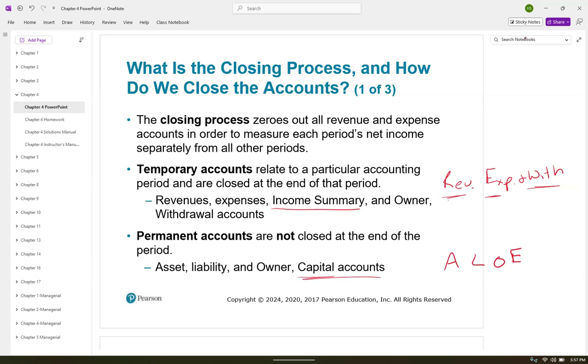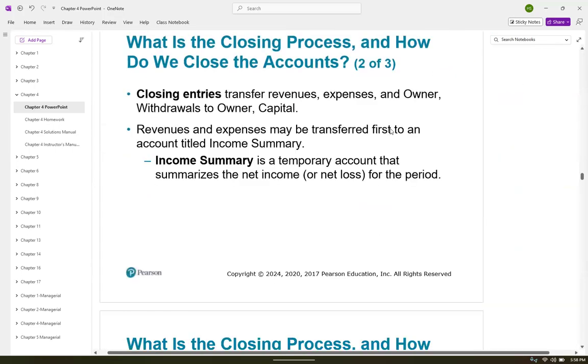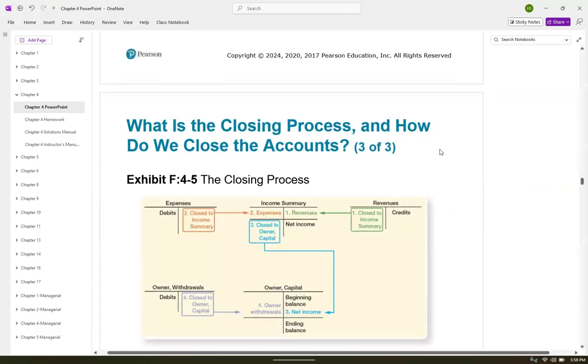Okay. But we close revenues, expenses, and withdrawals, and we're getting them over to that capital account. Okay. There is four steps in this process. They go the same every single time. Remember, I told you chapter 3 was a little bit harder. We really had to think about those adjusting entries. You don't have to do a whole lot of thought when it comes to closing entries because you do the exact same thing every single time. Okay. So let's go through here.